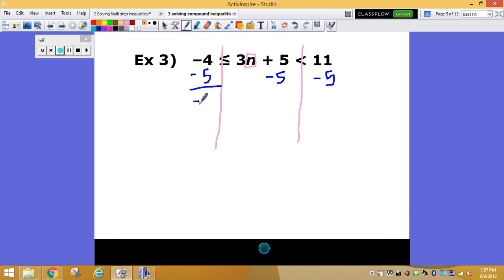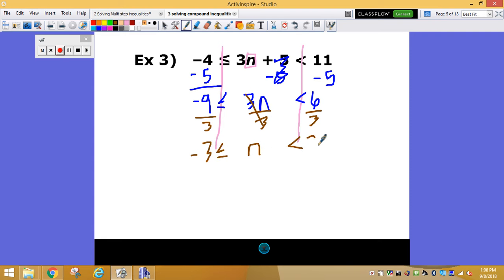So here on the left side, we get -9. Bring down my inequality, bring down the 3 n, the 5s go away. 11 minus 5 is 6. To move that 3, we're going to divide everything by 3. Divide by 3. -9 divided by 3 is -3. These 3s go away, and I have an n. And 6 divided by 3 is 2.